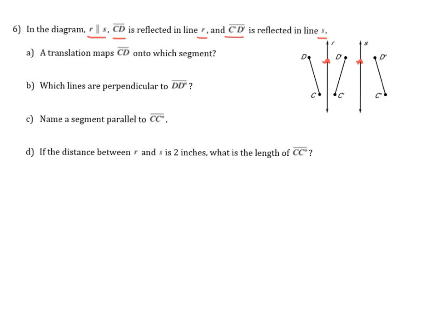So the first thing they're asking, a translation on segment CD. So if I were to take CD and translate it, it would move directly on top of C prime D prime. Or sorry, double prime. C double prime, D double prime.